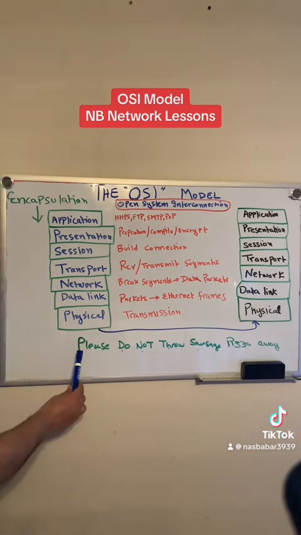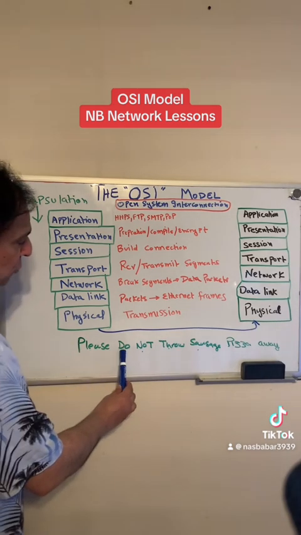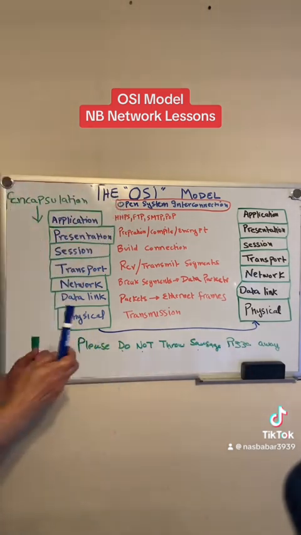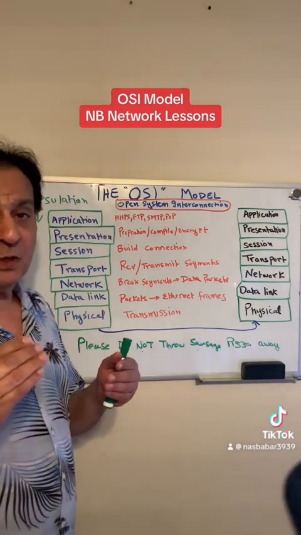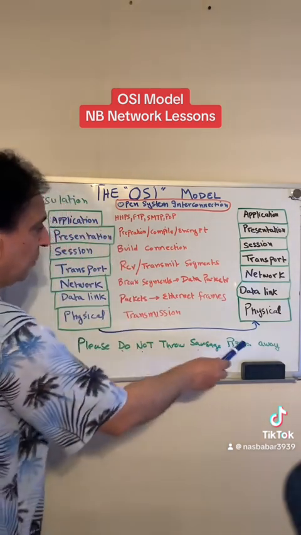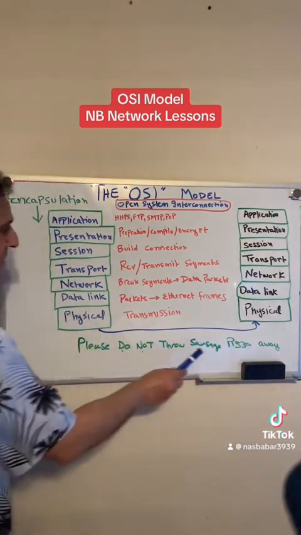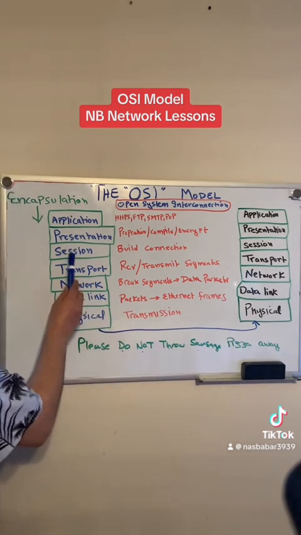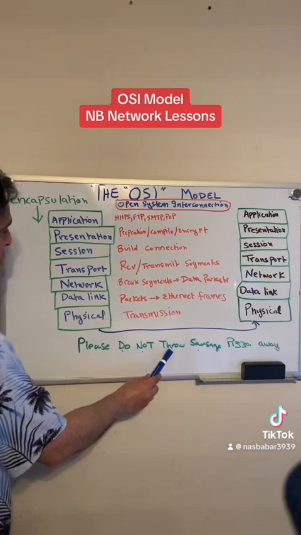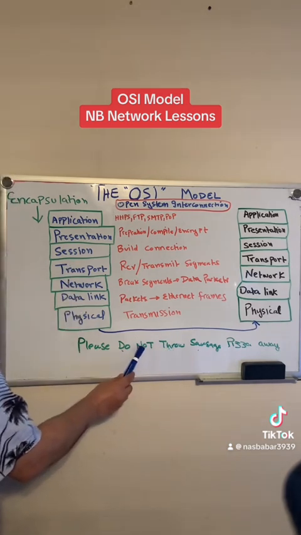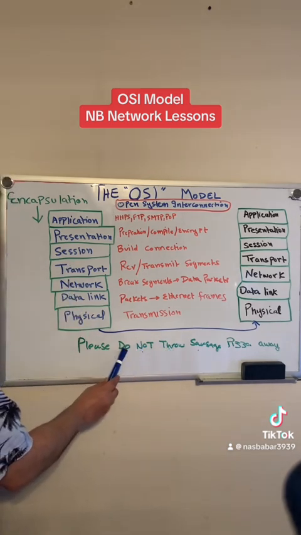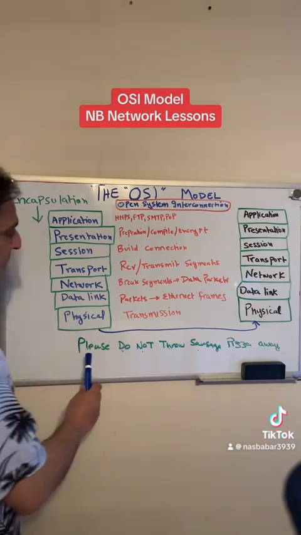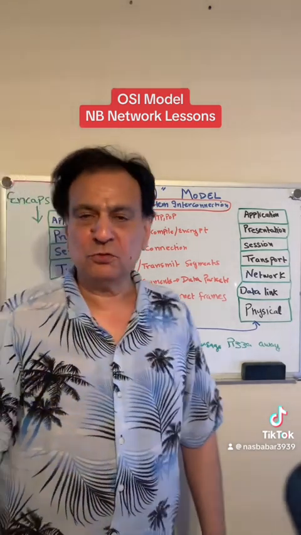If you can remember this, "please do not throw sausage pizza away," then you can have the different layers of the OSI model in your head. Away is application, P for pizza is presentation, S for sausage is session, throw is transport, not, N for network, do, D for data link, please, P for physical. So remember that: please do not throw sausage pizza away.